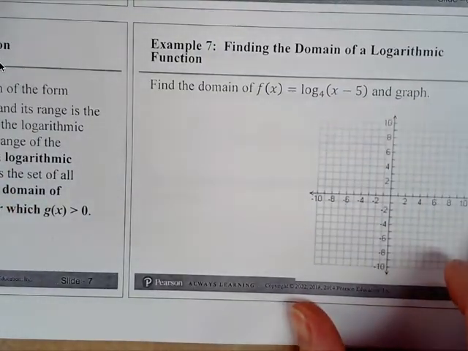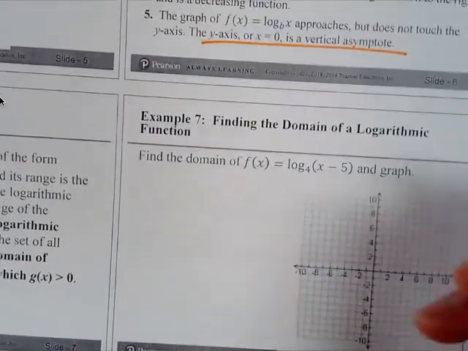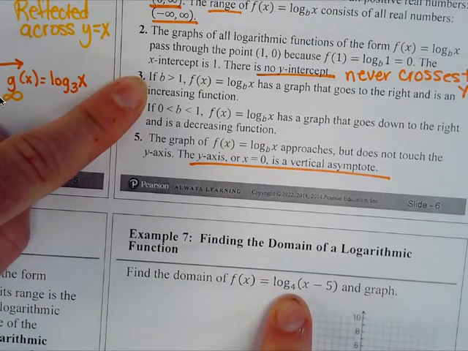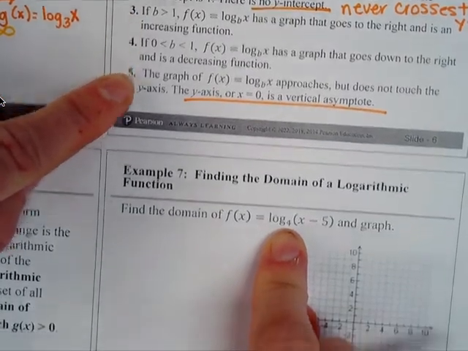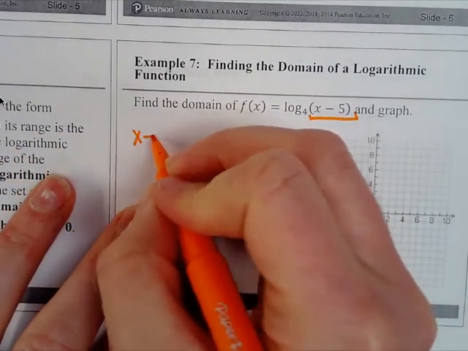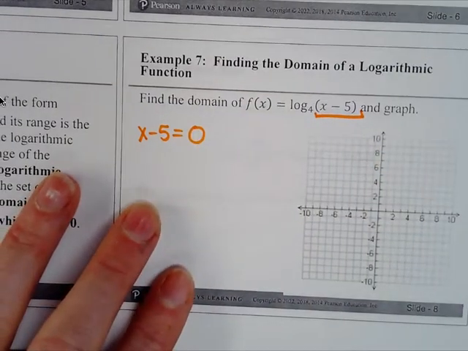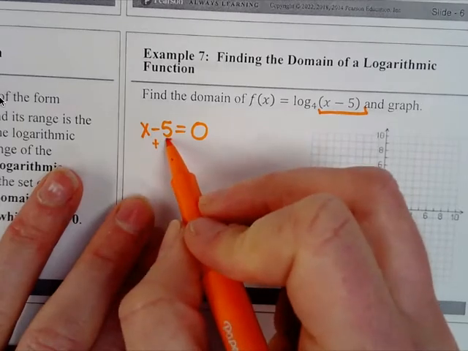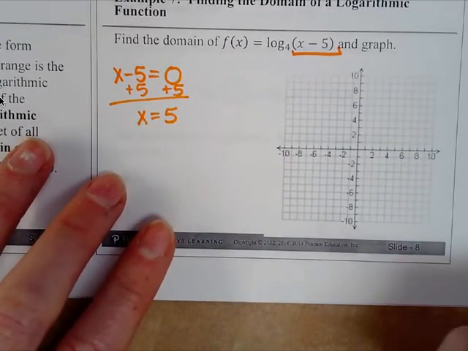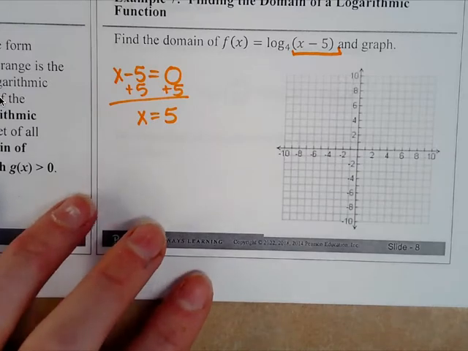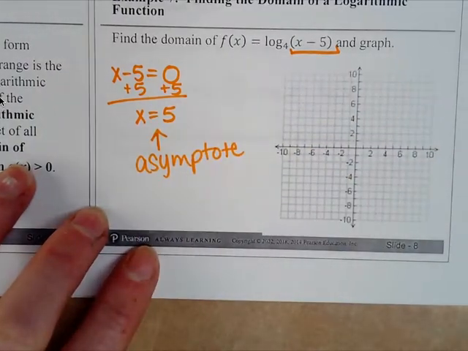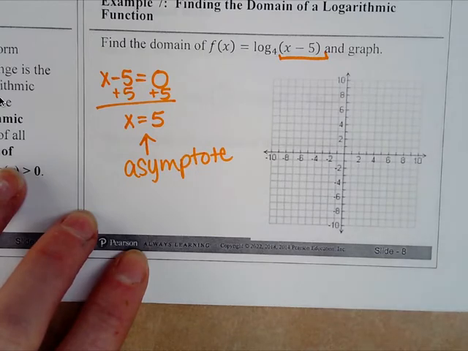So we're going to look at the domain of log base 4 of x minus 5. The base is 4, so that falls in this category where the graph goes to the right and is an increasing function. Let's see what values we need to exclude. We're going to set it equal to 0 because it can't equal 0. So where x equals 5, that's where it won't work. We have an undefined, we have an error. So that's where the asymptote is, and that's going to tell us how the domain is going to be restricted.